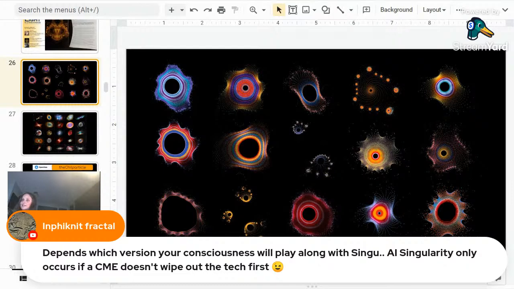So if the sun spits out a cosmic blast of plasma and sends it straight to Earth, and if it's powerful enough, it could wipe out all the tech on Earth. And so the sun would be wise to do that before AI singularity, I think. So the sun will take care of us. If we don't wipe ourselves out, I think the sun will probably take care of that for us.